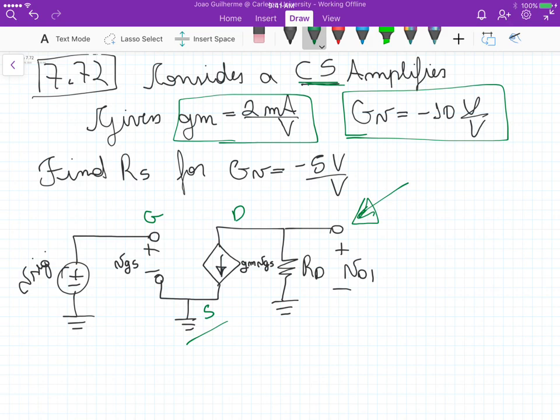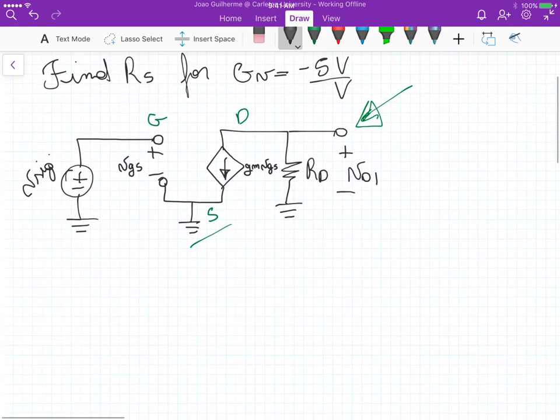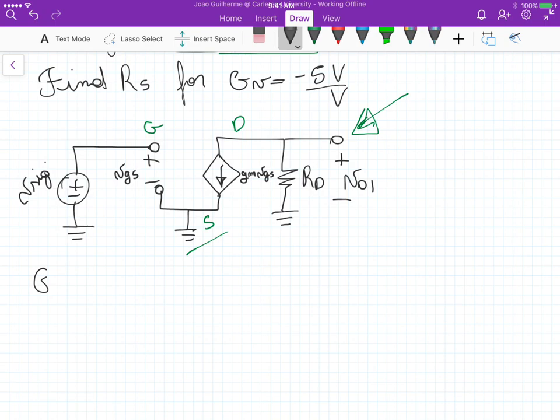Okay, so first let's analyze this circuit here. So we need this common source amplifier to get a relationship between the drain resistance and the transconductance. So we know that the overall voltage gain, Gv, is equal to V out over this signal. So this one here over this one here. That's what we know.